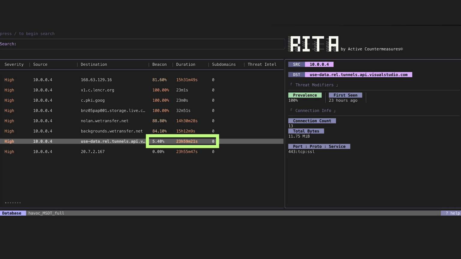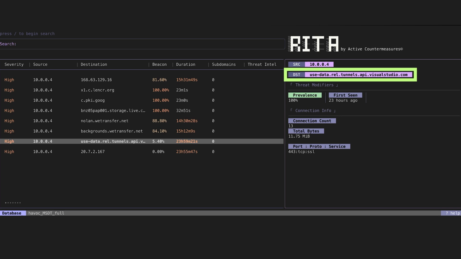Our team of analysts were also particularly intrigued by the destination FQDN. Though the domain appeared legitimate, being part of Microsoft's infrastructure, it was not one we recognized from our environment's normal Microsoft service usage patterns. Now, to find out more about this specific connection, we can pivot to Zeek.